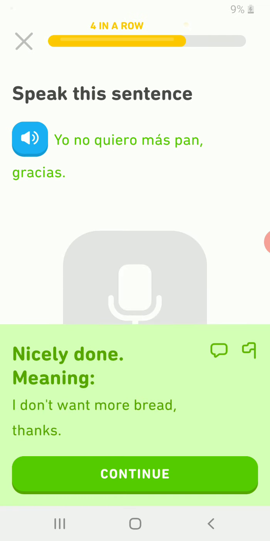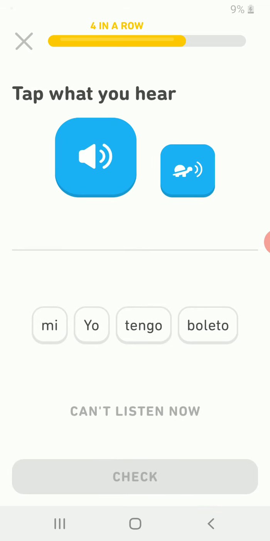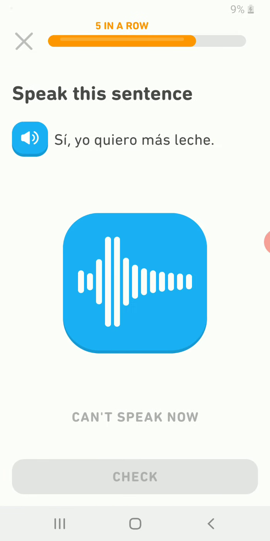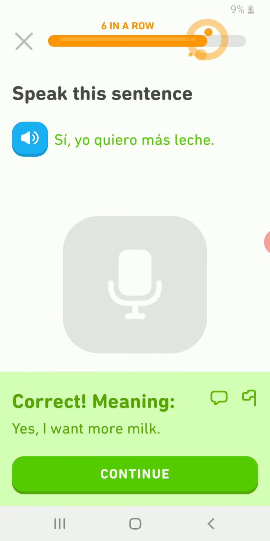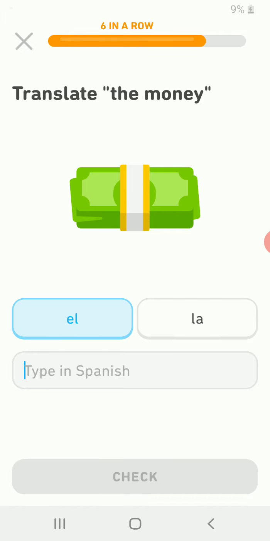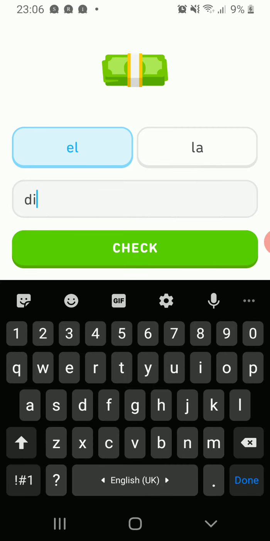So, yo no quiero más pan. I don't want more bread. Yo tengo mi boleto. Yo tengo mi boleto. Boleto is a ticket. Yo quiero más leche. Sí, yo quiero más leche. Yes, I want more milk. El dinero, of course, money, the money, el dinero.